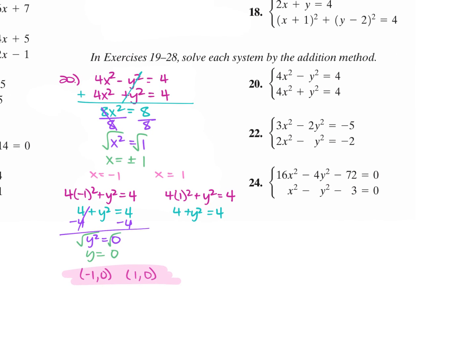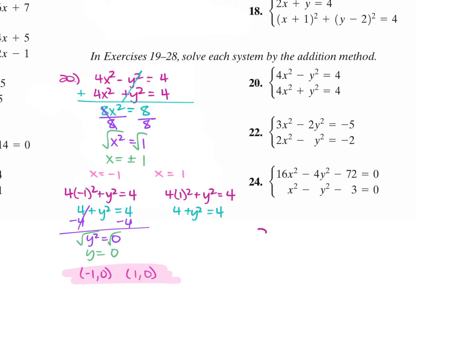The last one that I'm going to do with you is number 22. We are given 3x squared minus 2y squared is equal to negative 5, and 2x squared minus y squared is equal to negative 2. That bottom equation, I'm going to multiply it by a negative 2 to get the y's to cancel out. So this is going to give us the same top equation.